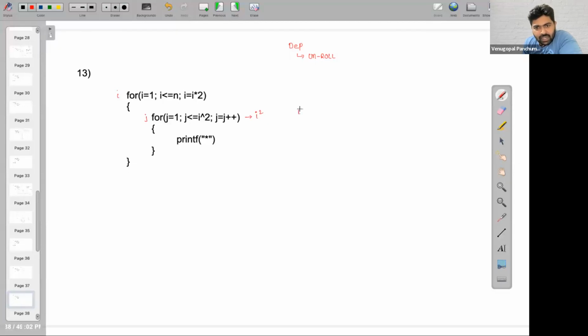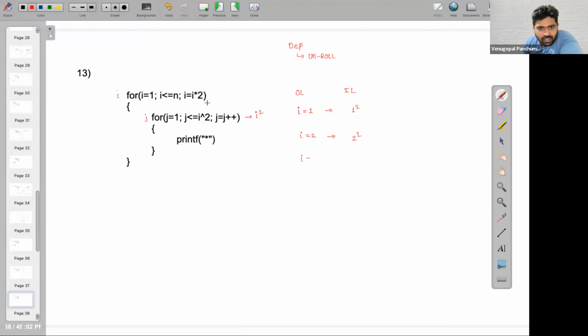It's very easy. Some math is involved, so please concentrate here. I is equal to 1. This is going to run for 1 square. This is the inner loop, and this is the outer loop. Similarly, I is equal to 2. How many times is this going to run? 2 square. Yes. Okay, I is equal to 3.